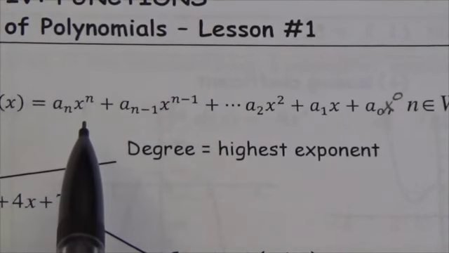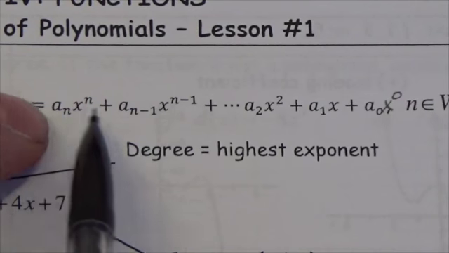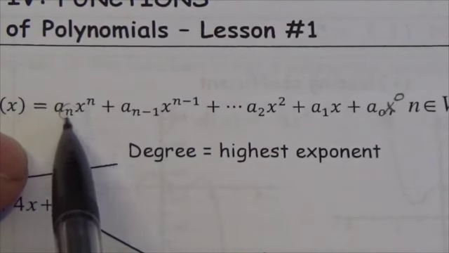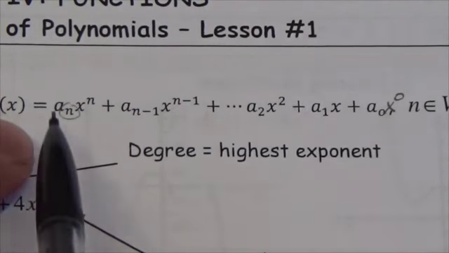Now, notice that we've got these a sub n minus 1. The subscript here is just an index. The only reason we use a sub n is so that we know that this particular value goes with x to the n. A sub n minus 1, we know that goes with x to the n minus 1. So down here, a sub 2, we know is the coefficient of x squared. That's why we're using this particular notation.